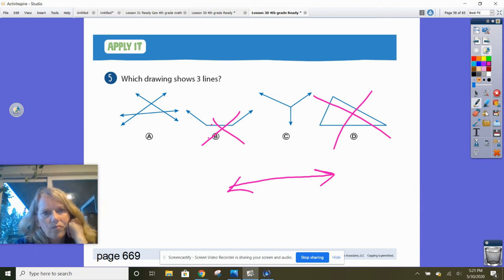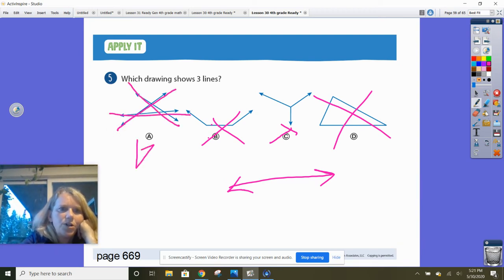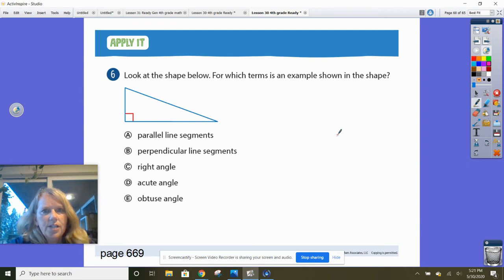What's wrong with this one? We just have 3 rays. So does this one have 3 lines? Yeah, 1 line, 2 lines, 3 lines. Winner, winner. All right, number 6 on page 669.